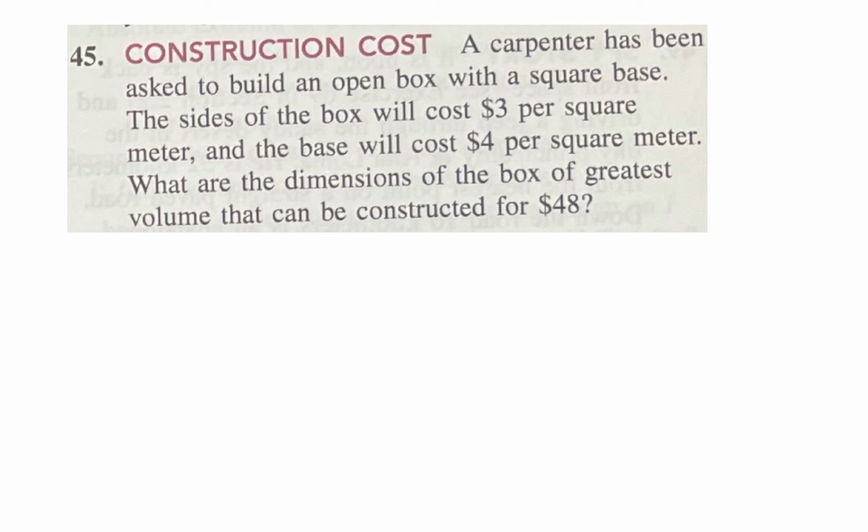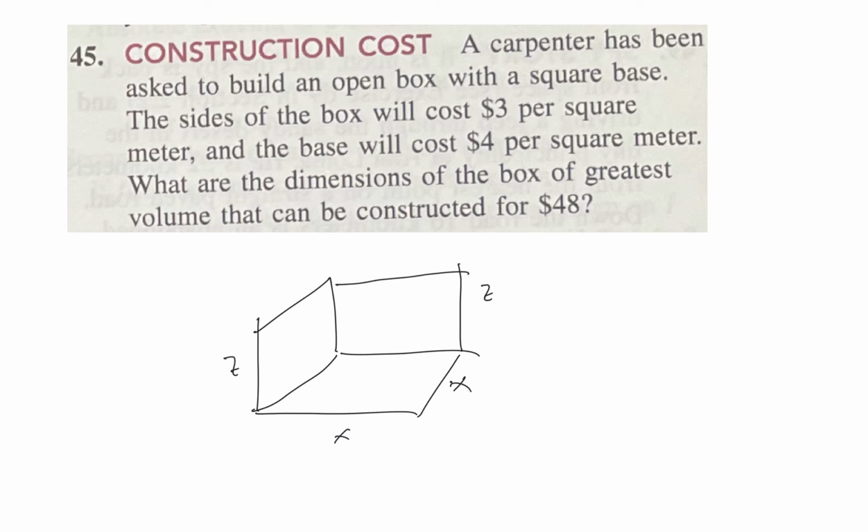It says a carpenter has been asked to build an open box. So on the top there is no material, with a square base. So this is x by y, but x equals y, so this is x by x. Now the box is x by x and z, and this is the height of the box, c.